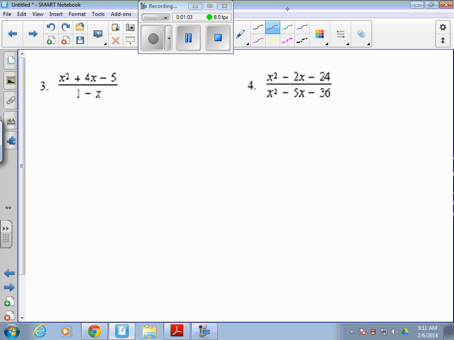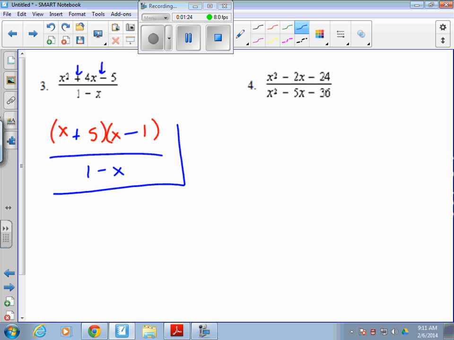Number 3, you have to factor x squared plus 4x minus 5. Two binomials, x times x. The only factors of 5 are 5 and 1. The negative in front of c tells you they're going to be opposite signs. The b value tells you the larger one's positive. So plus 5, minus 1, over 1 minus x. Nothing else we can do with this one.